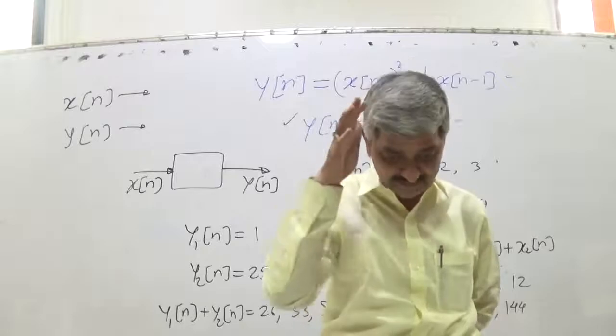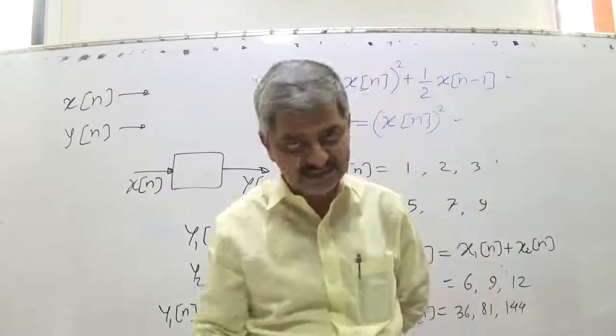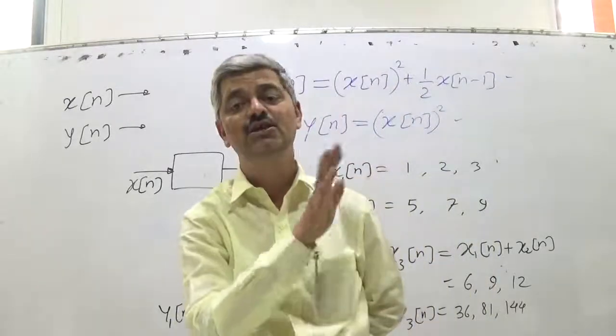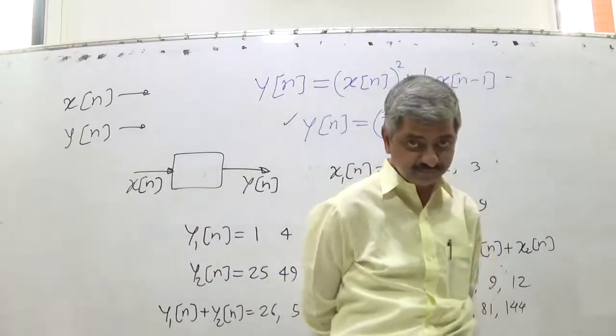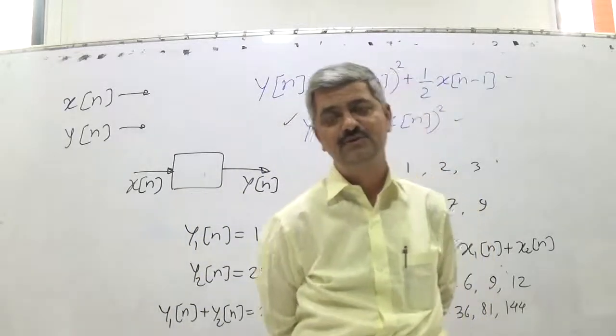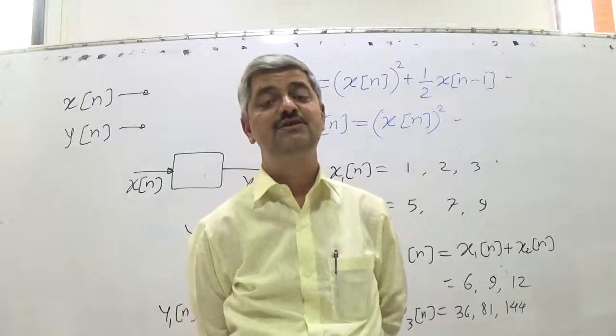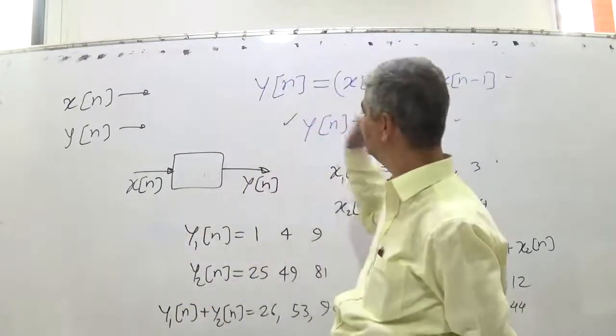If that matches, then the system is linear. If that doesn't match, the system is non-linear. Is the idea clear? So that is a system which is not linear in this case.